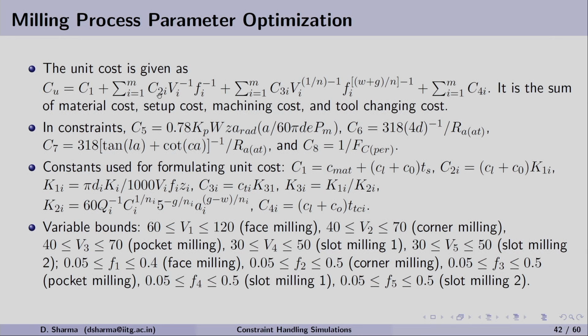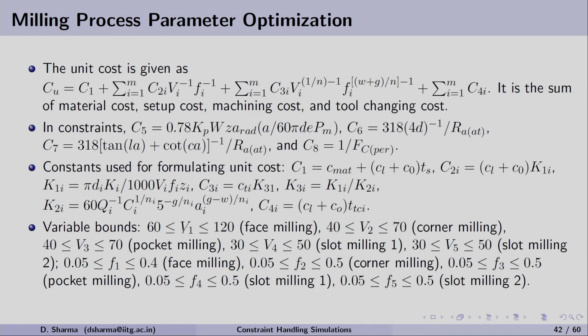Now, for finding the cost, there are various costs which are associated. As can be seen, Vi and Fi are the variables for the given problem, and looking at their form, we can see the cost function is a nonlinear function. Similarly, there are certain constants like C4 to C8 used for the cost as well as in the constraints. For example, the constants C1 to C4i are all used for the cost function.